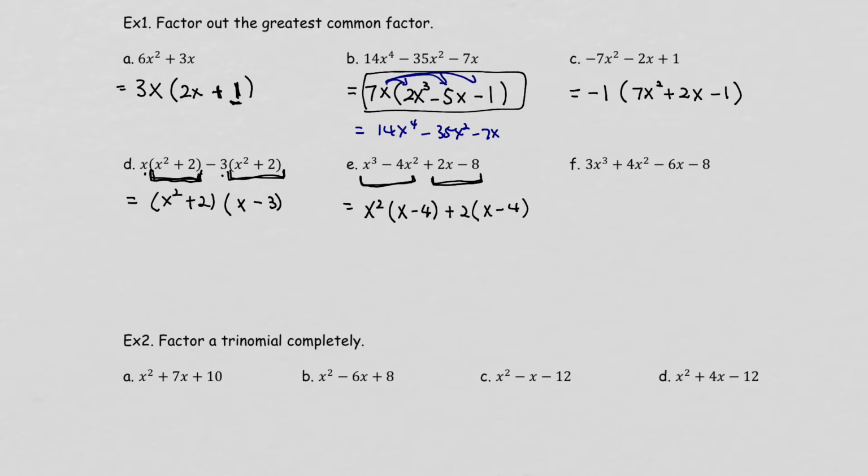This gives you two terms. This gives you two terms again. And in these two terms, your common factor is x minus 4. So when you factor out that x minus 4, you're going to have x squared plus 2 remaining. Right. And again, when you do FOIL, you should get this back, right?